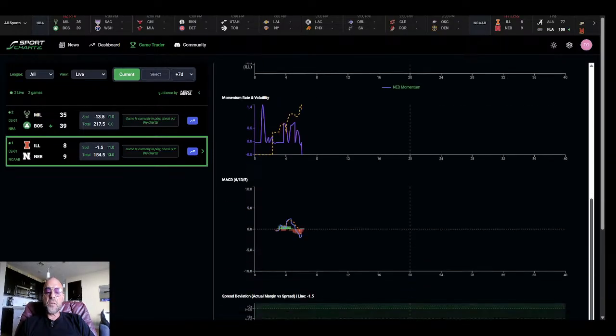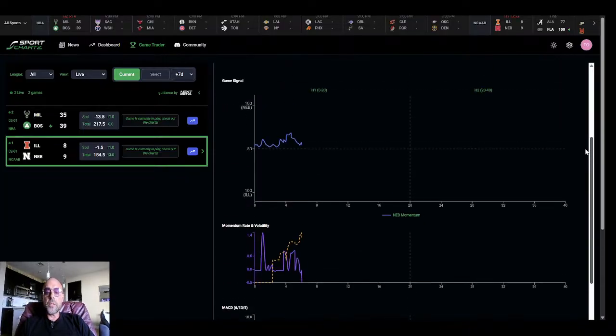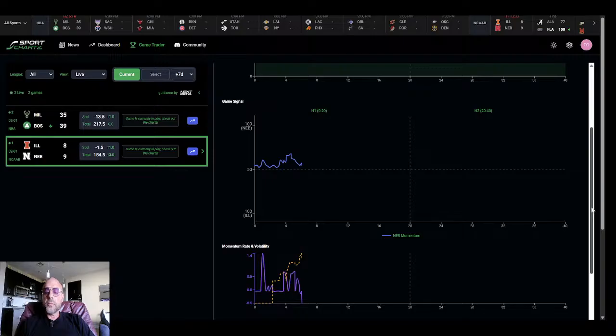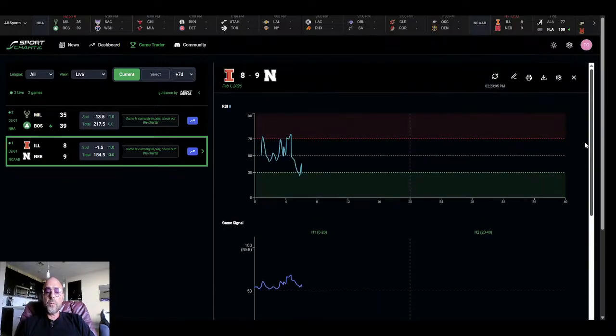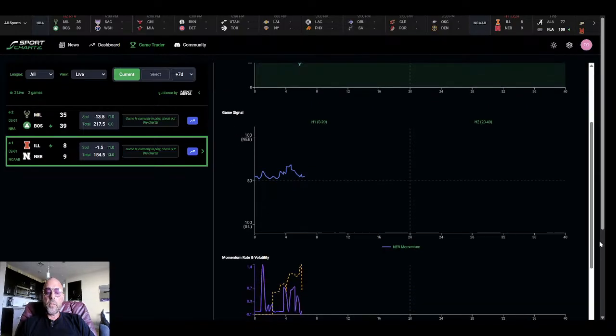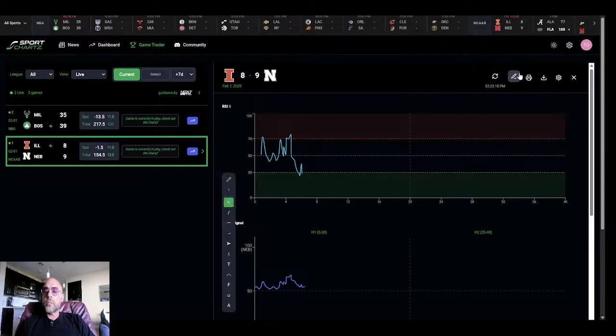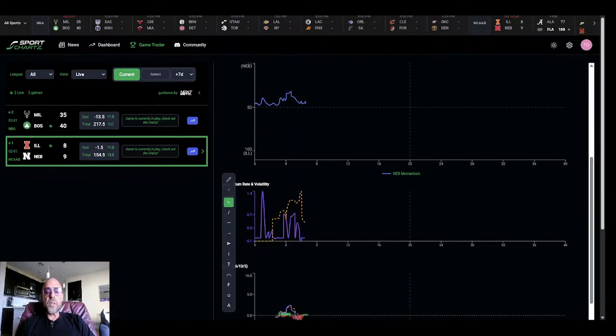Looks like Nebraska might rally a little bit. MACD's coming down, wants to curl up. Let's see. RSI is pretty oversold. Yeah, let's see. Looks like Nebraska might turn up a little here. Who is the favorite? Nebraska is the favorite. It just seems like it's kind of rounding out. Let's just see.